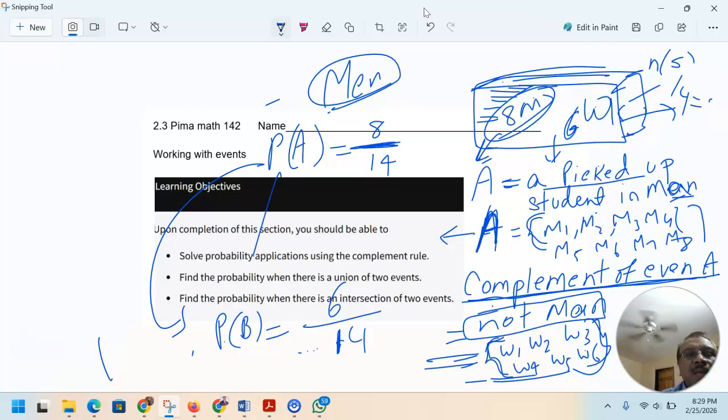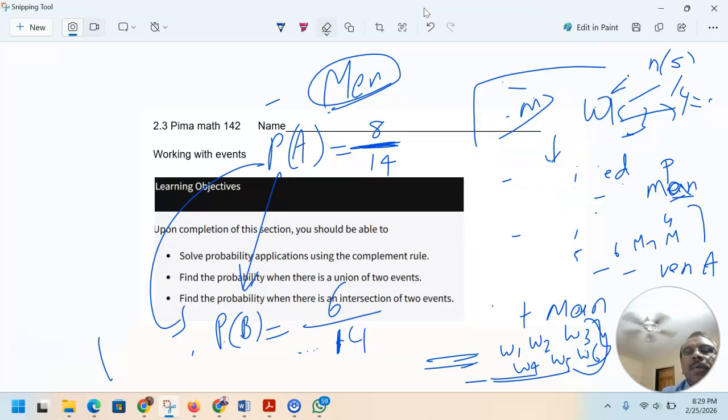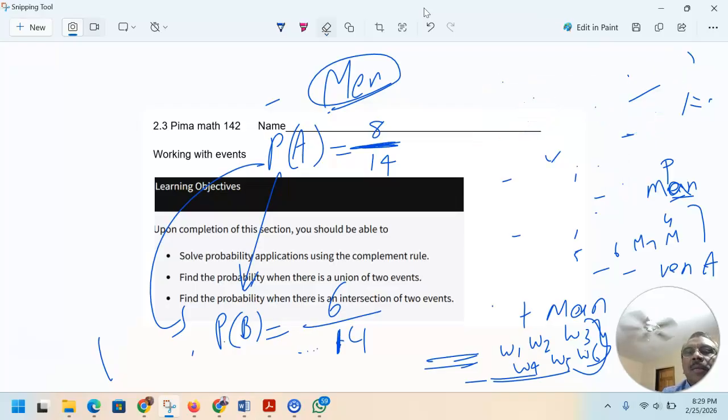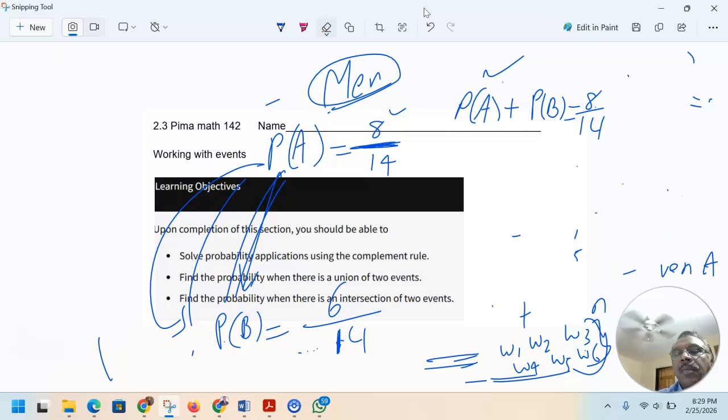So if you try to add these two pieces, let's see what do we get here. I'm gonna show you a formula that helps us. I want to add probability of A plus probability of B. And you can see now probability of A is 8 over 14. And probability of B is 6 over 14.